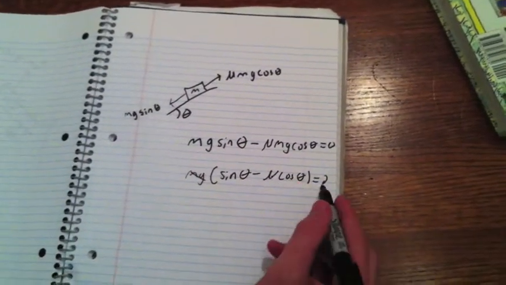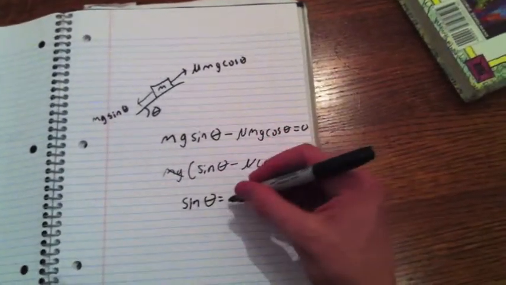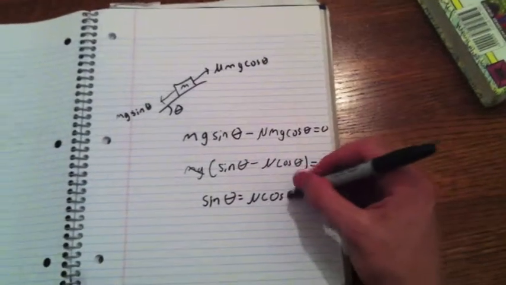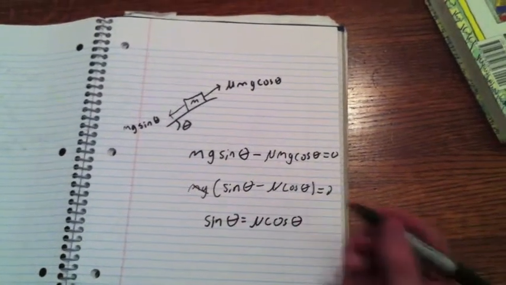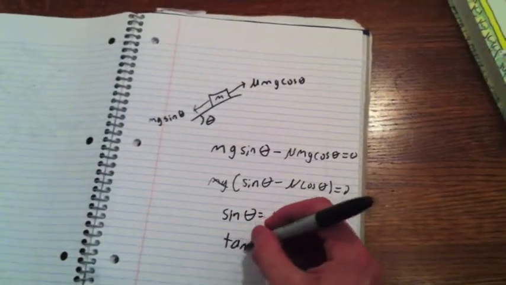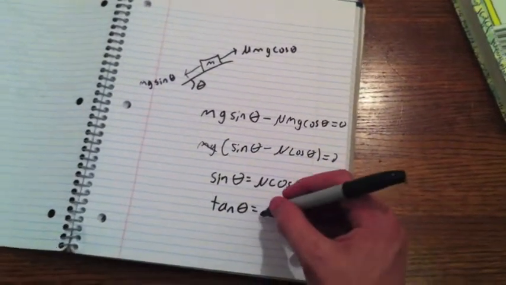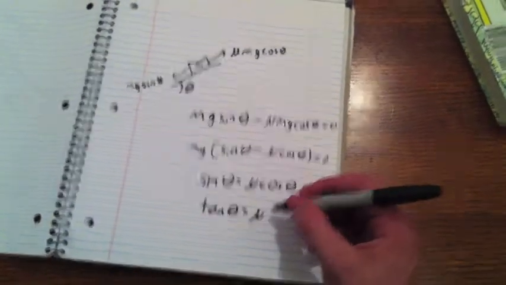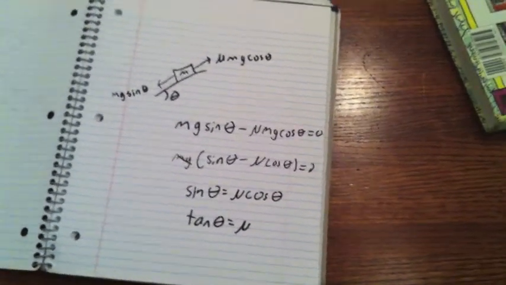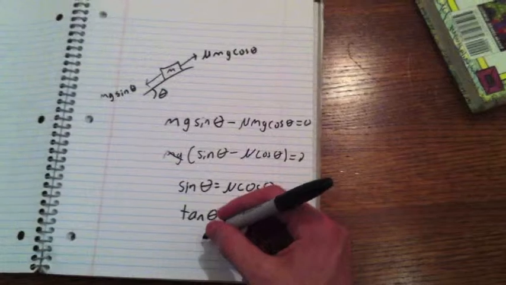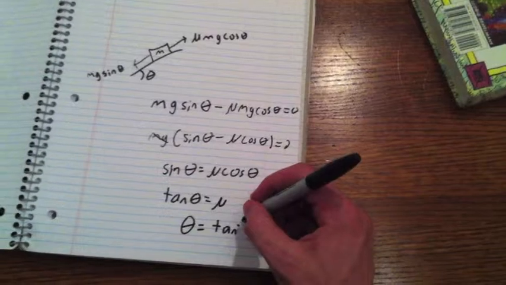If we divide over by mu cosine theta, we get that sine of theta equals mu cosine of theta. So mu equals sine over cosine, and sine over cosine equals tangent. So the tangent of the angle from the inclined plane to the surface of the ground is equal to mu. So the minimum theta that would be required to cause the object to begin sliding down the hill would be equal to the inverse tangent of the coefficient of friction.